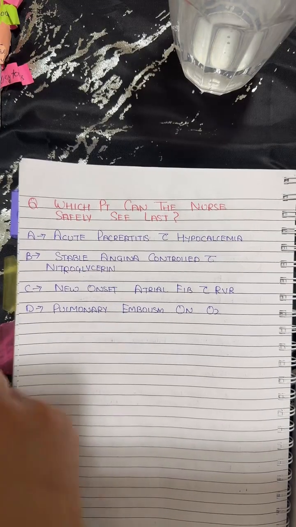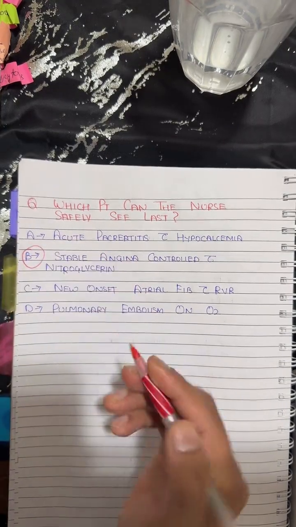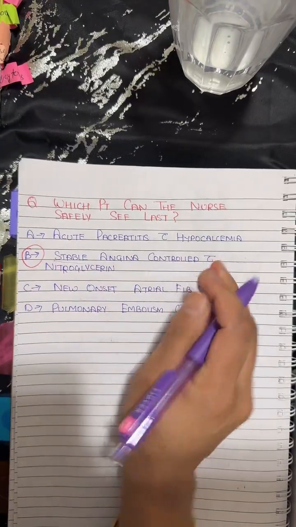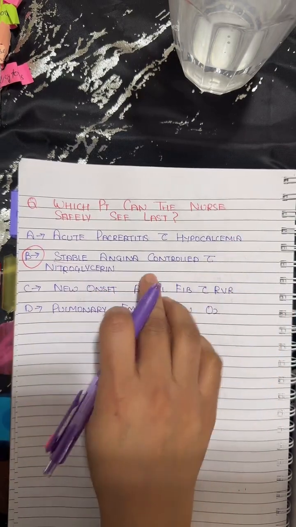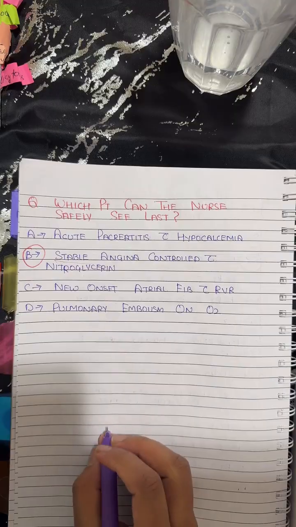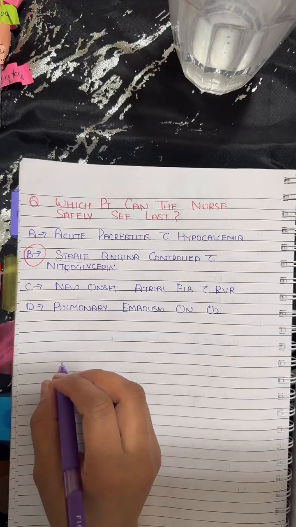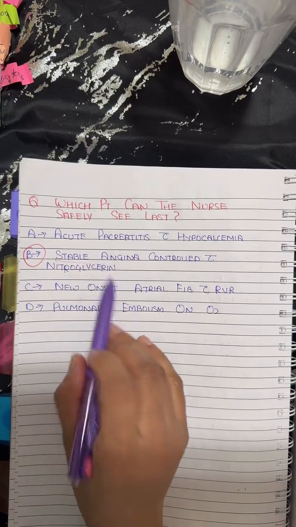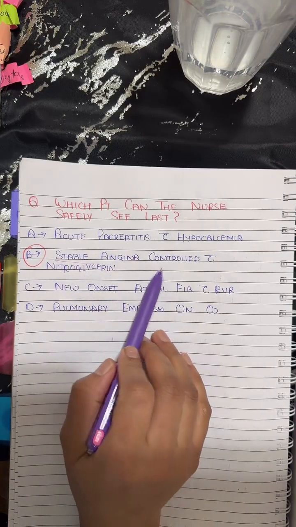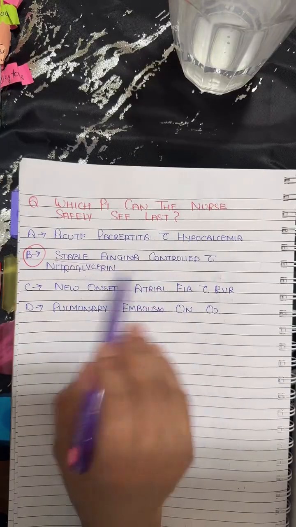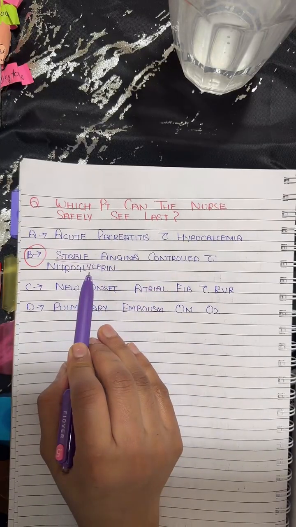Okay, so the right answer is B. Stable angina controlled with the nitroglycerin, so the nurse can see this patient last. It's not B, you said. Oh, I was just kidding. No kidding. B is the right answer. Stable angina controlled with nitroglycerin. I just gave the rationale.